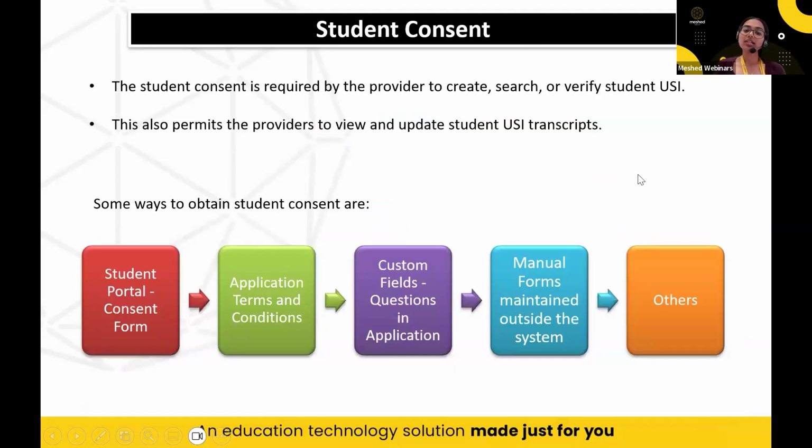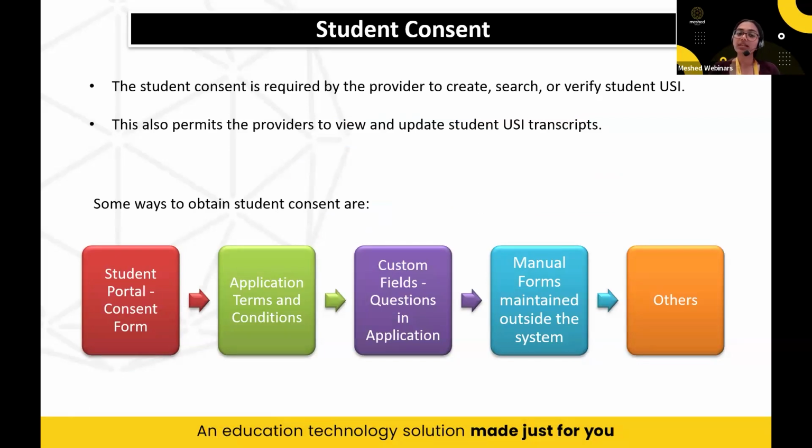Now, before you can actually create a USI for a student or locate a USI or verify a USI, one of the most important things is student consent. USI registry has strict guidelines about student consent, and it is something that is required by a provider to create, search, or verify a student USI. Having the student consent also permits the providers to view and update student USI transcripts as and when needed.